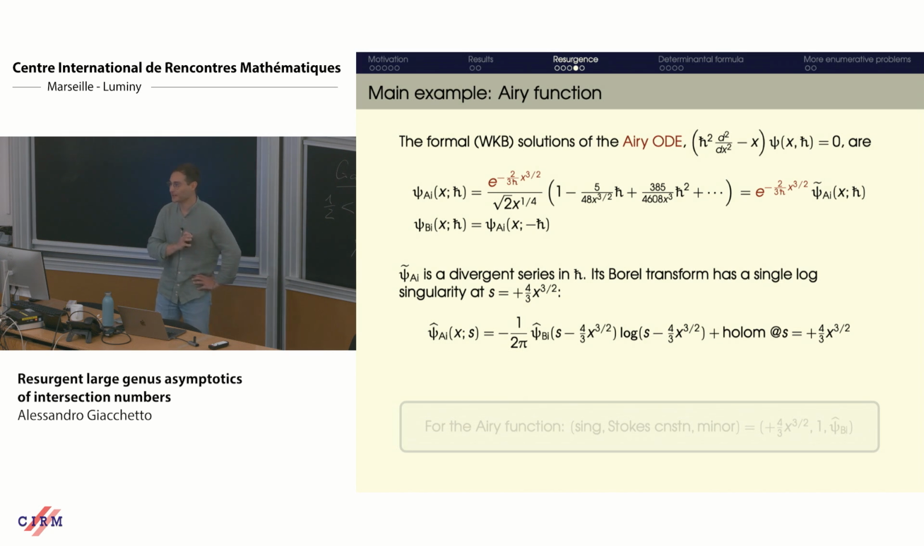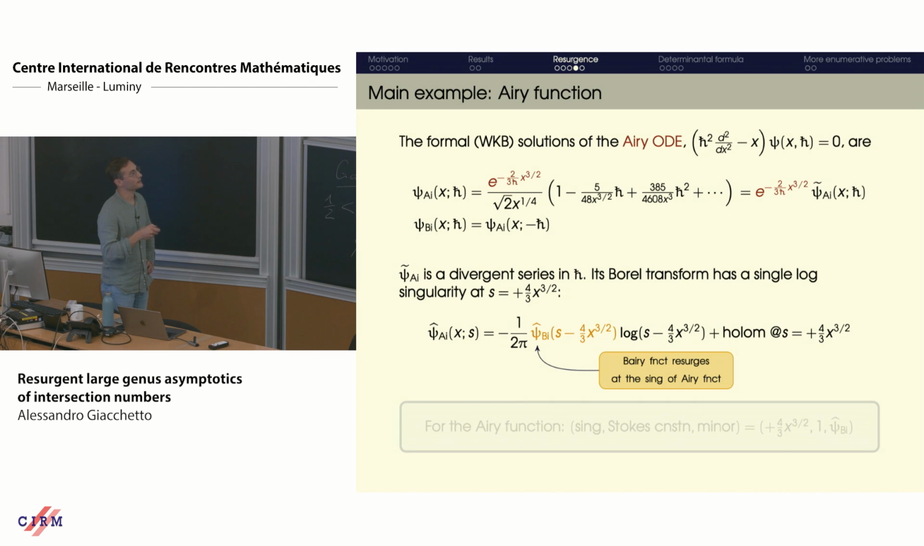It has a geometric meaning. This is why I keep it separate. I don't have time to explain it, but it's very nice to see why you have this 1 here. But most importantly, the minor, this holomorphic function that appears in front of the log, is the Berry function, which is quite surprising because you were starting with the Airy function. Now you're looking at its analytic continuation. And in principle, there's no reason why you should get the Berry function at the singularity.